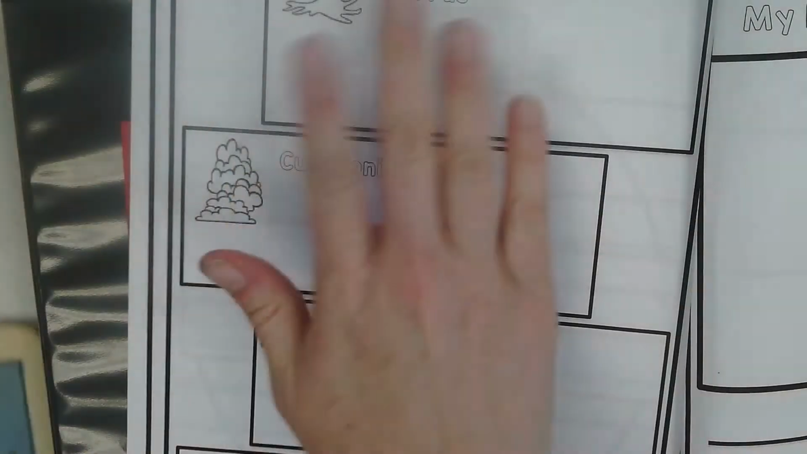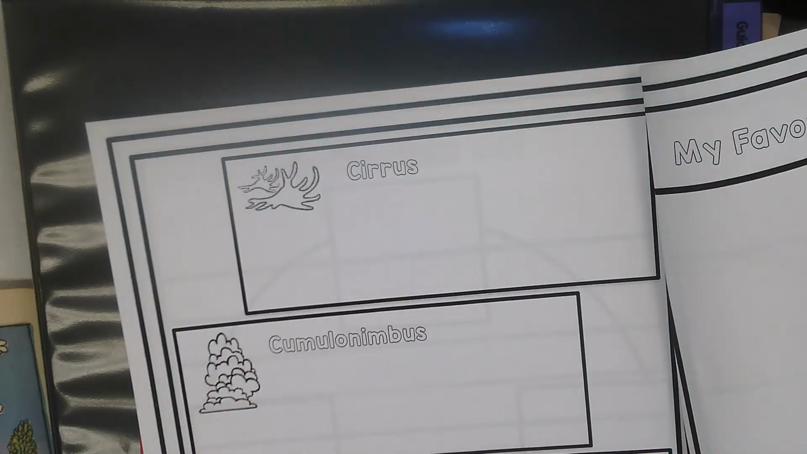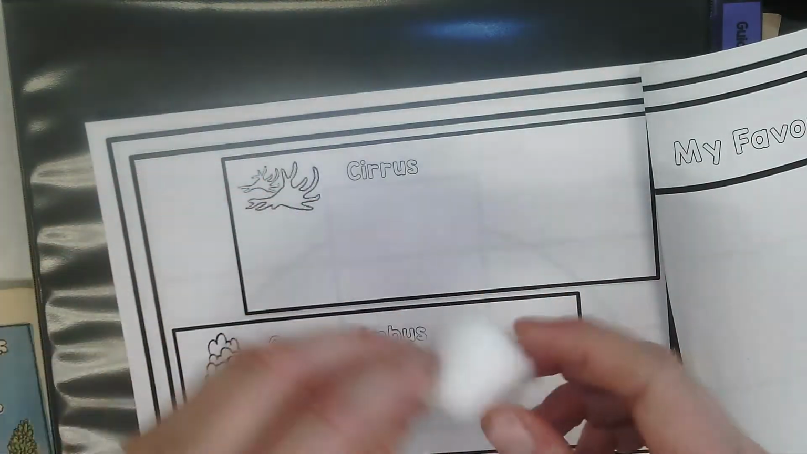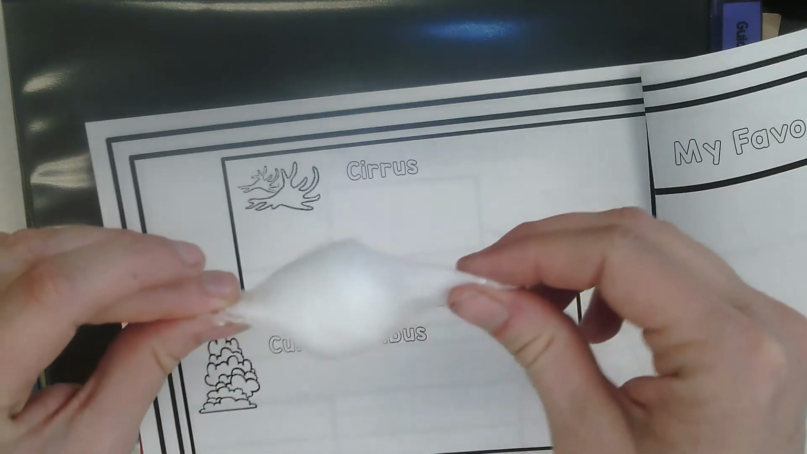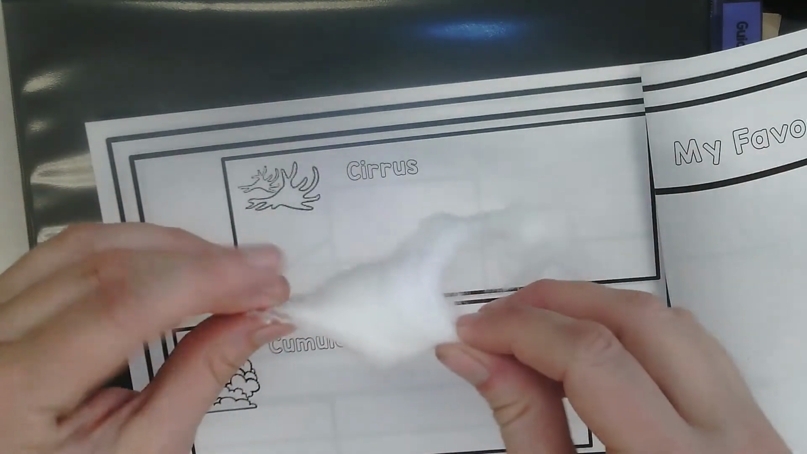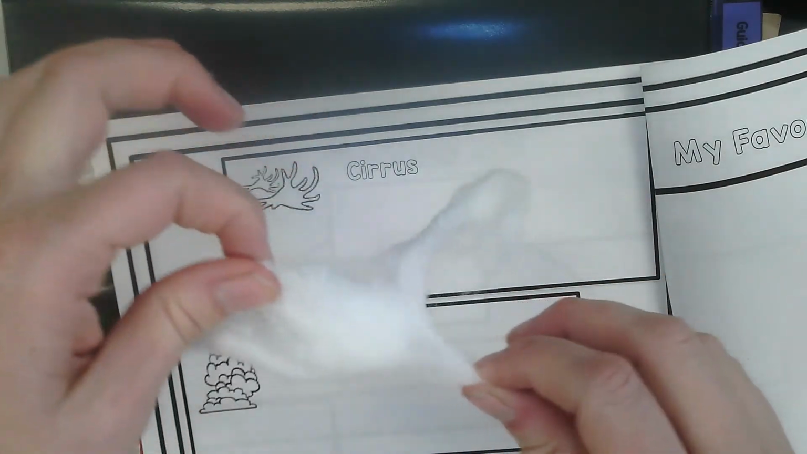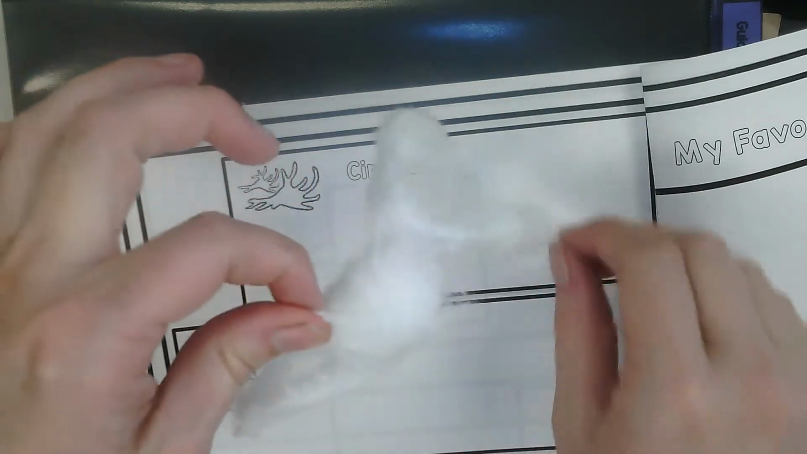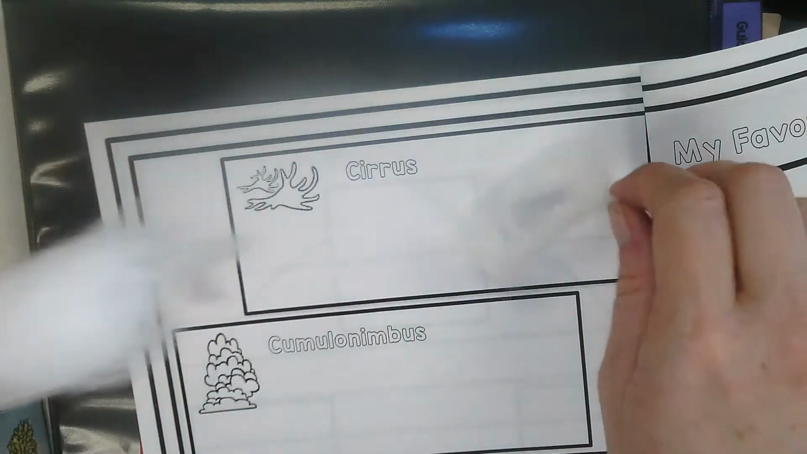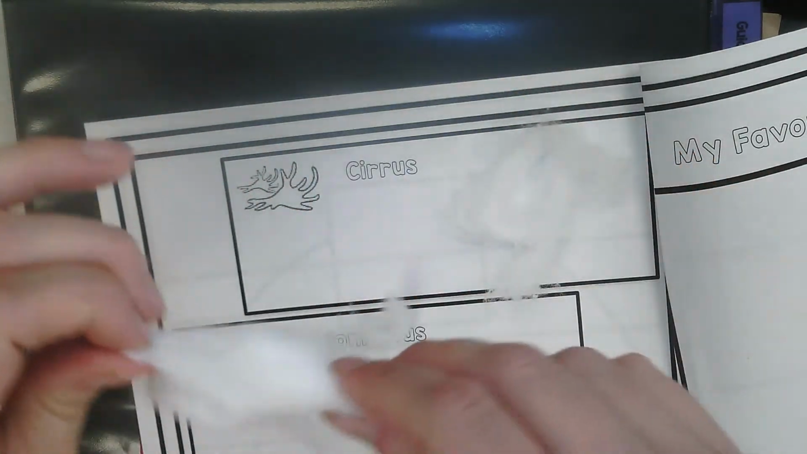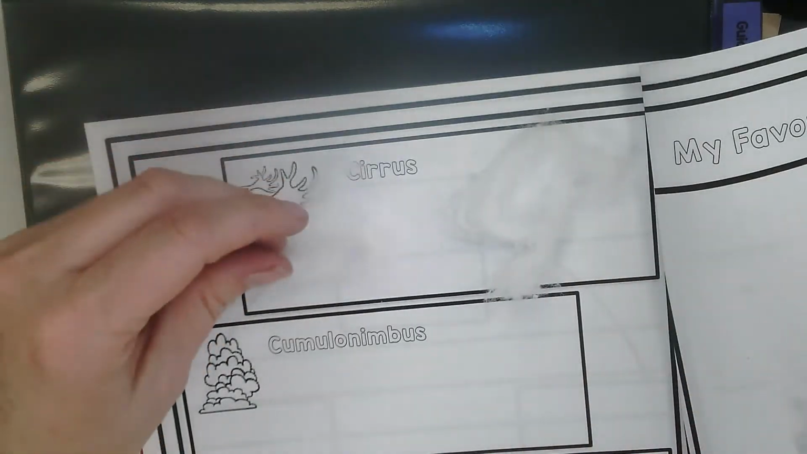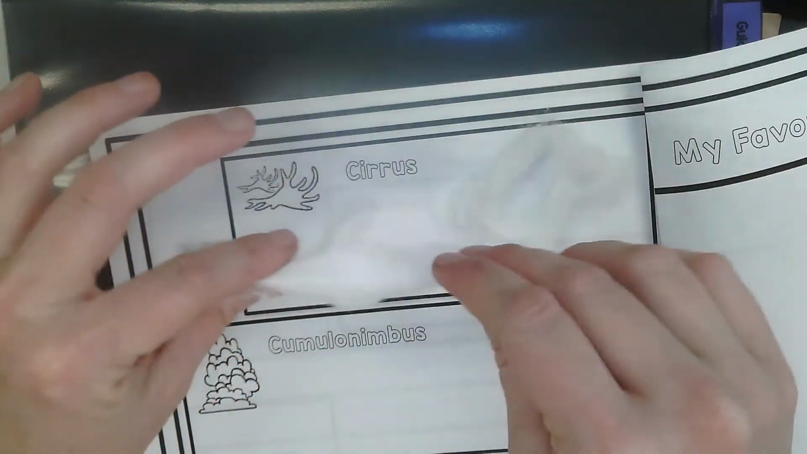Okay, well right now I want to make a cirrus cloud using my cotton ball, but they said that they are light, white, and feathery. So I'm going to start holding my cotton ball apart, just to make it look like a cirrus cloud. There you go. I don't even have to use all of my cotton ball.